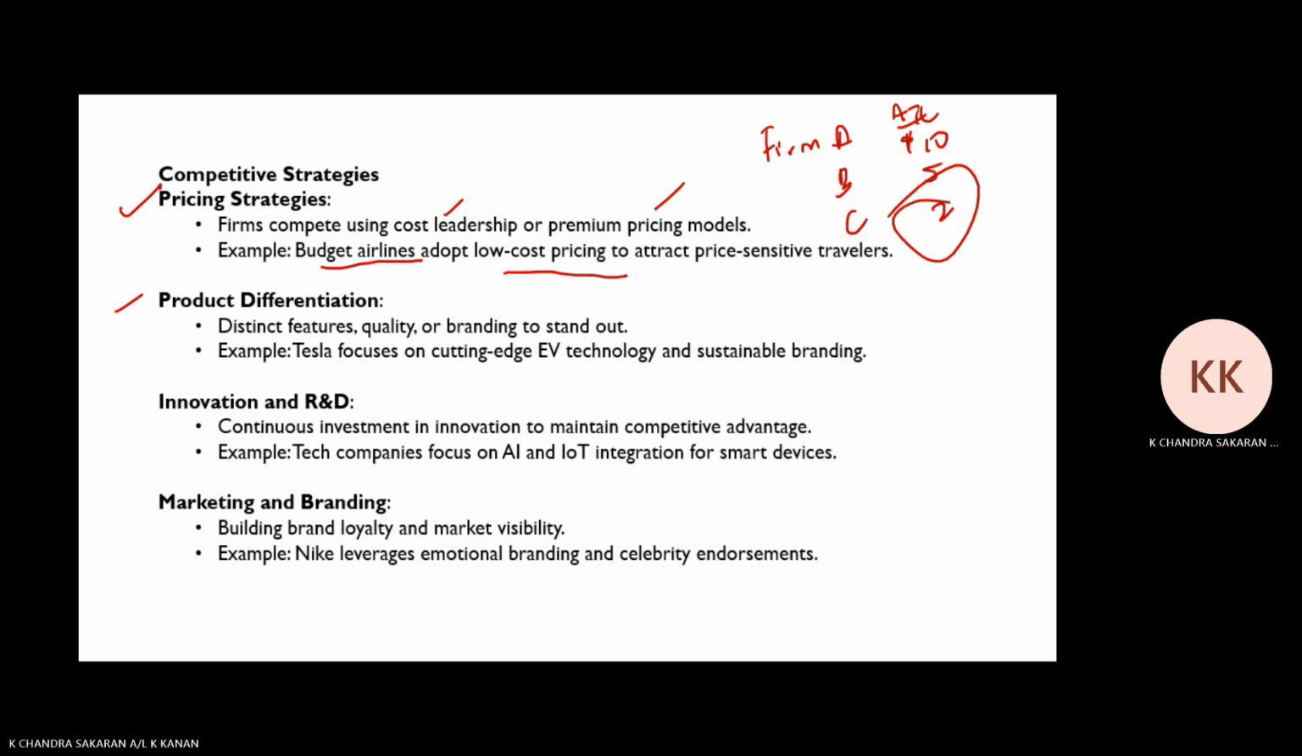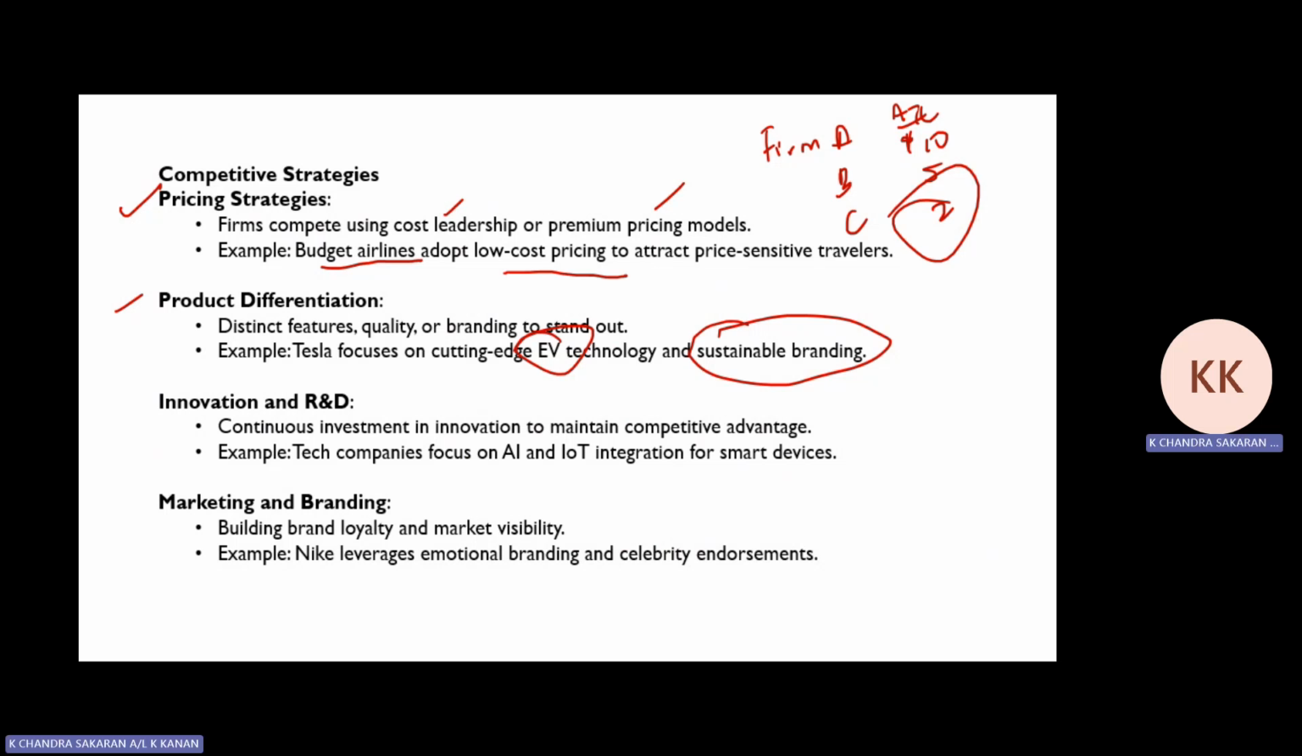Okay, for the example I've given here, Tesla focuses on EVs and sustainable branding. That means they're saying their product is very safe for the environment. This product does not damage the environment. That's how they differentiate their product.